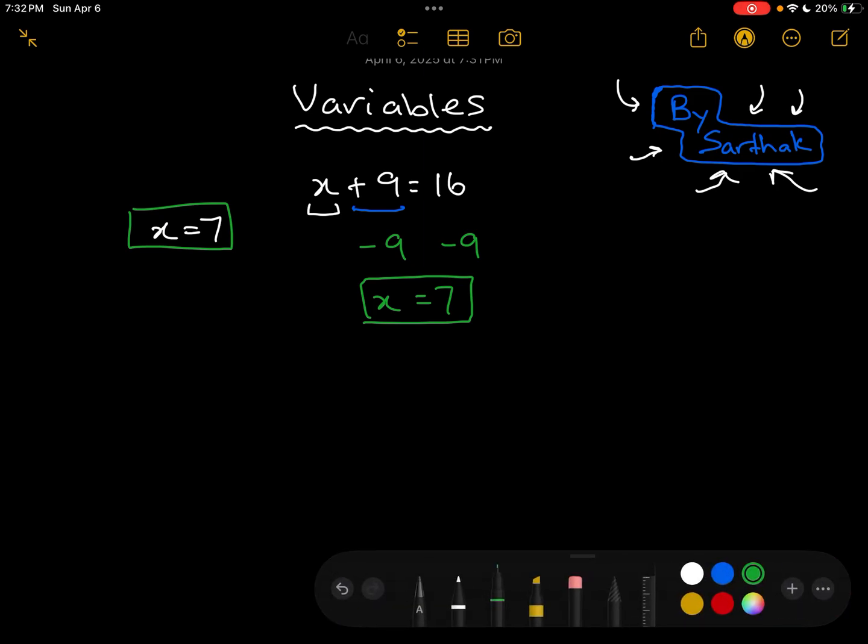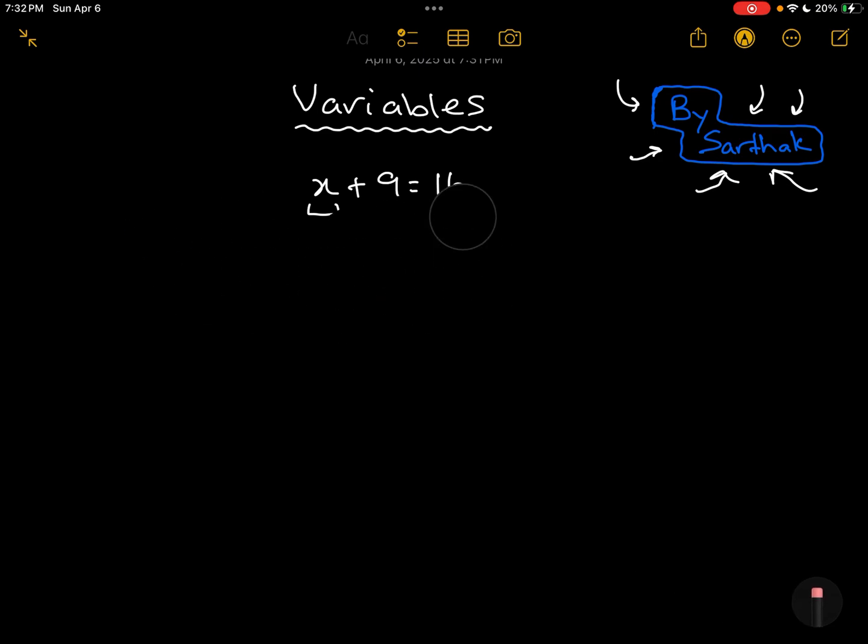And these are just simple one-step equations right now. But as you get to bigger equations like two-step and multi-step equations, just substituting random values will not always be the most efficient method. You're going to need to know these methods that I'm explaining right now. Alright, so let's take a look at another scenario.